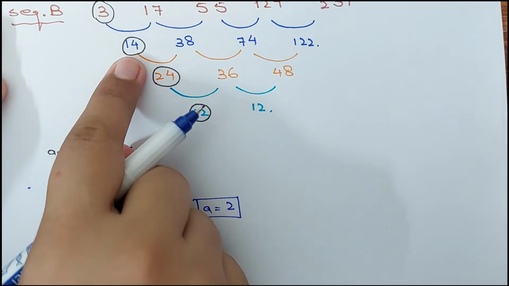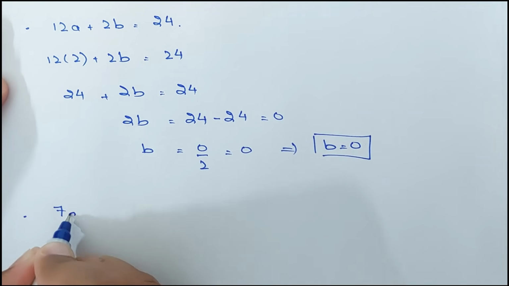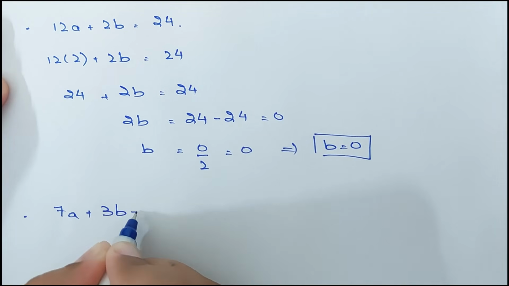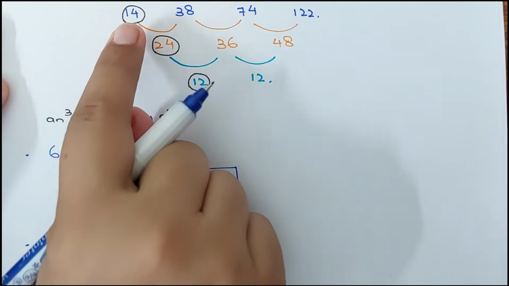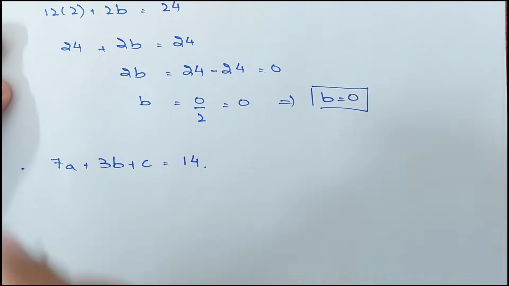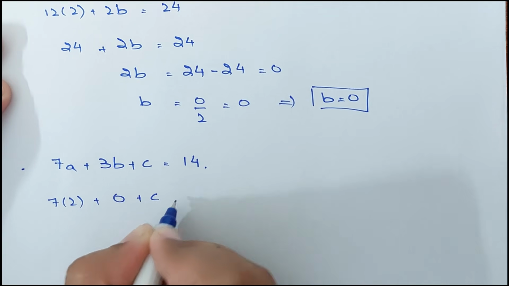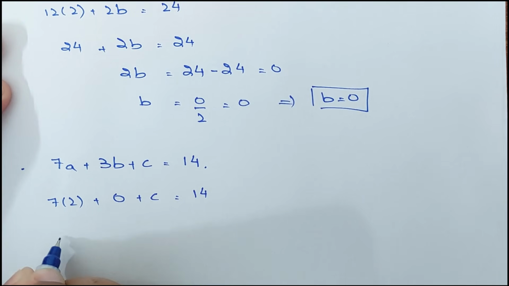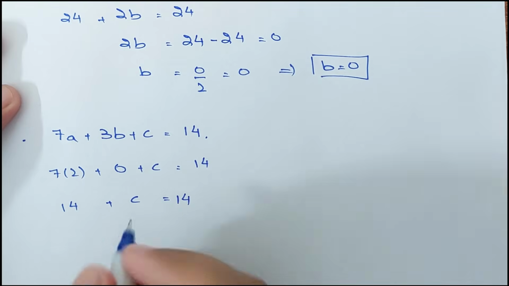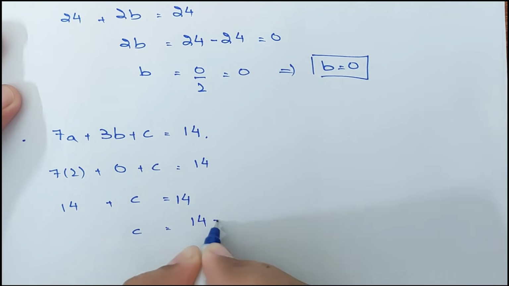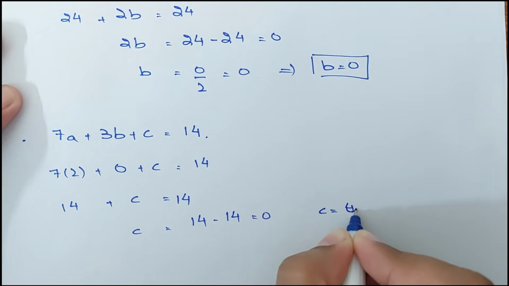Now we have to use the first term of the first difference, and the standard equation is 7a plus 3b plus c equals 14, which is the first term of the first difference. We have the a value, which is 2, the b value, which is 0, and some c value. 7 times 2 is 14, plus c equals 14. So c equals 14 subtract 14, that is 0. So we are done with c, which equals 0.